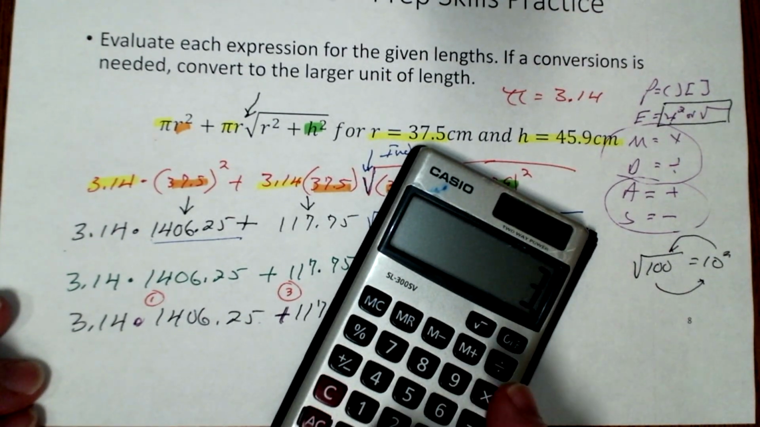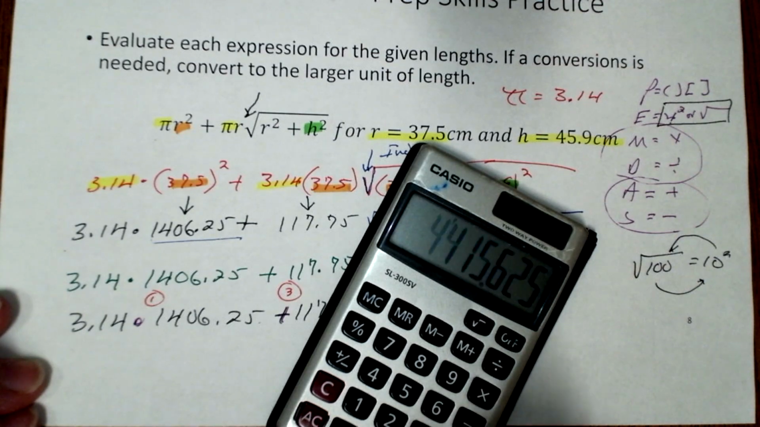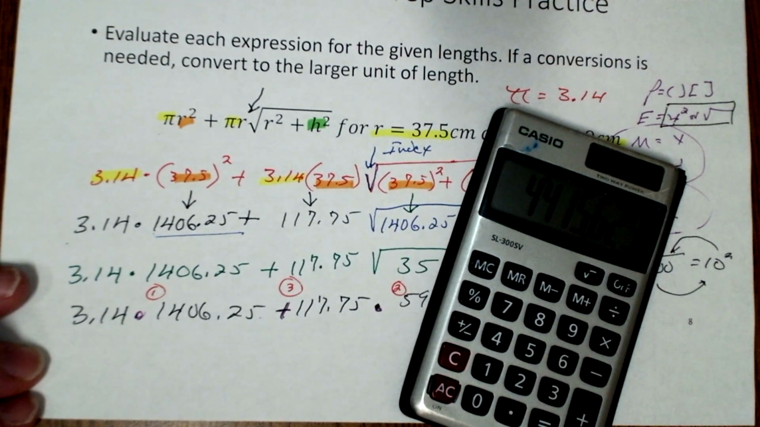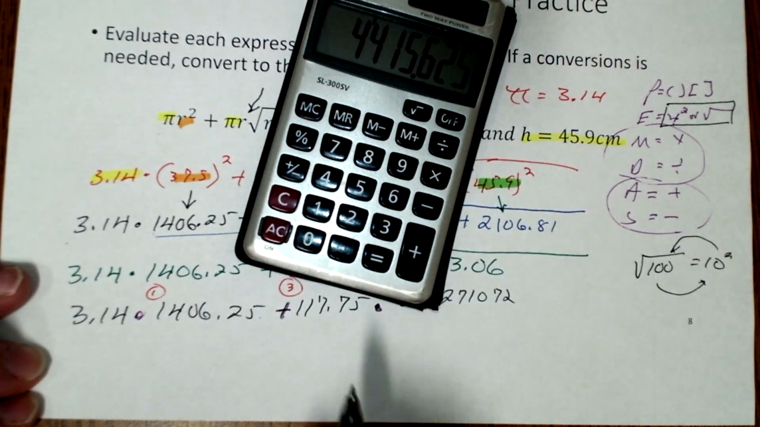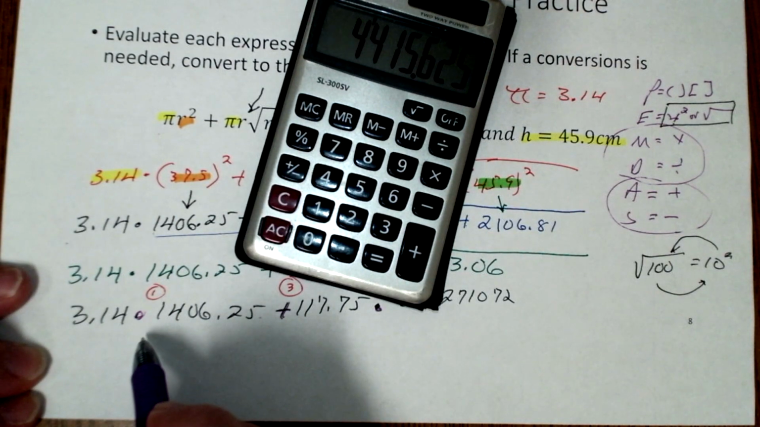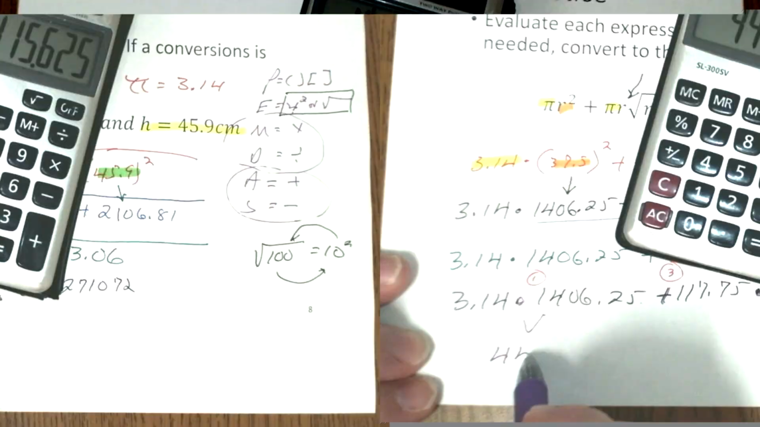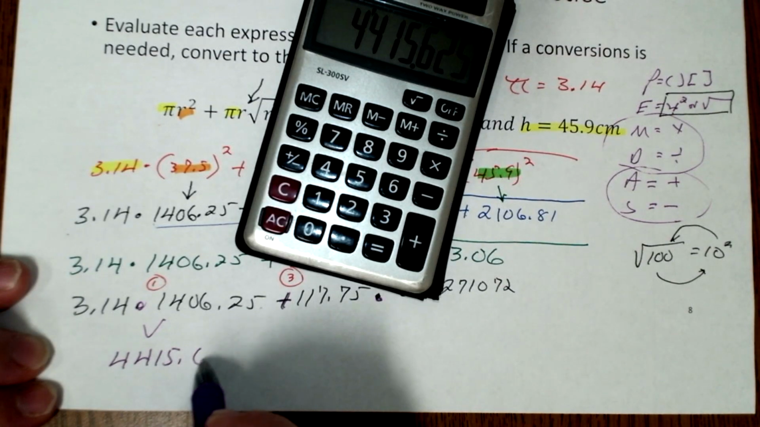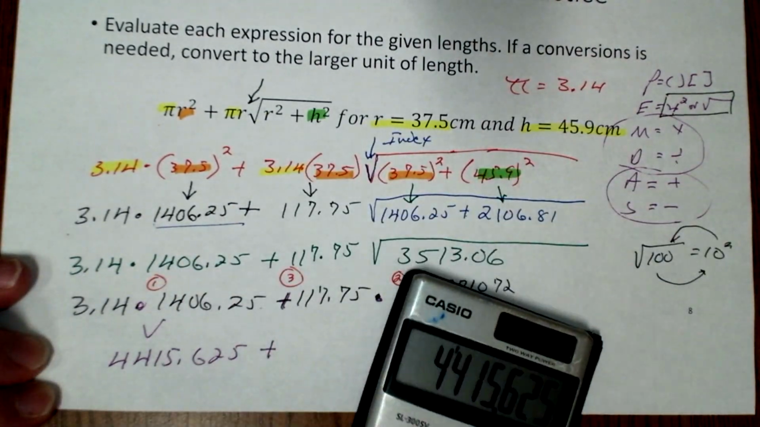So we'll go 3.14 times 1406.25. We do that, we get this solution here. I know you can't see it, but I'm running out of room, so I have to slide the calculator so I can see it and you can see it. So we do this math here, and we come up with 4415.625 plus, let's do this math over here.